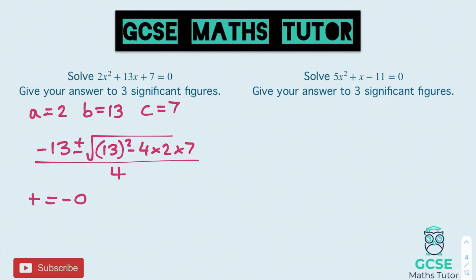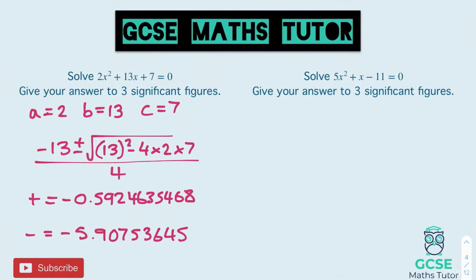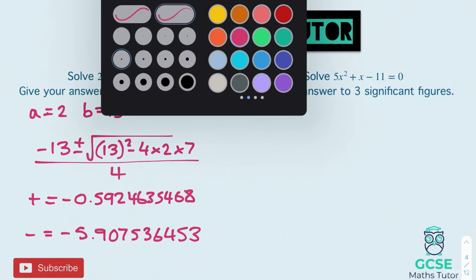negative 0.5924635468, always long decimals there. And for our negative one, we'll round that in a sec. For our negative one there, change that plus for a minus. There we go, and we get our second answer, which is negative 5.9075364553. And again, then let's round these.